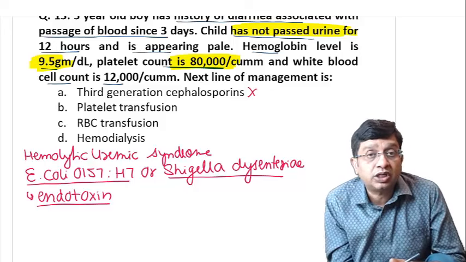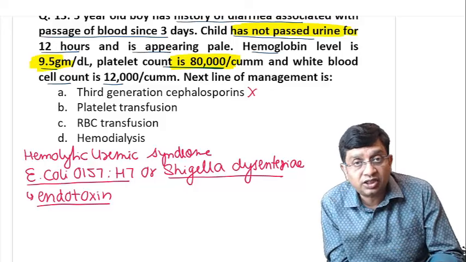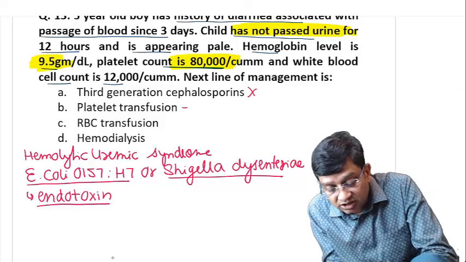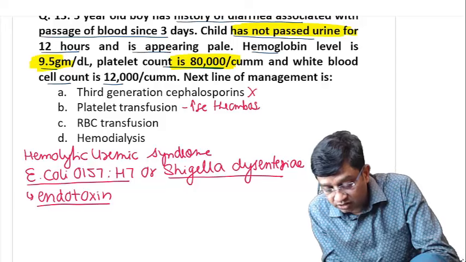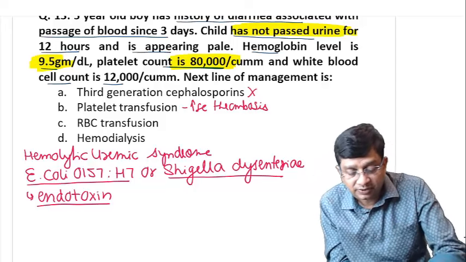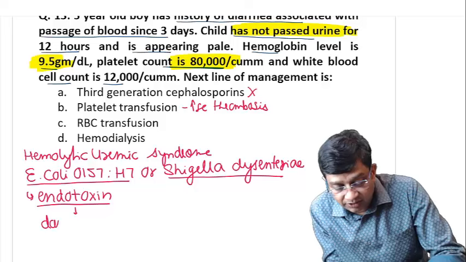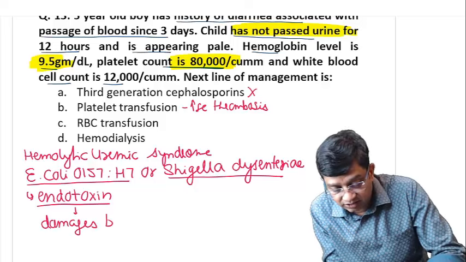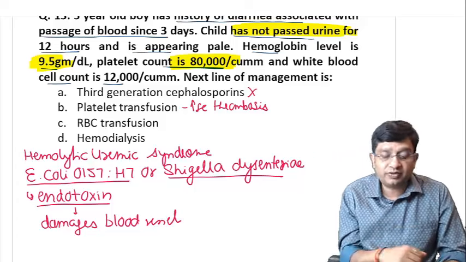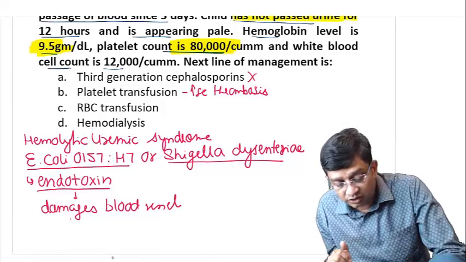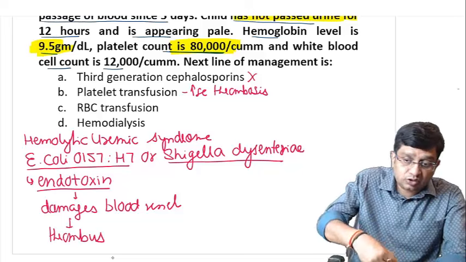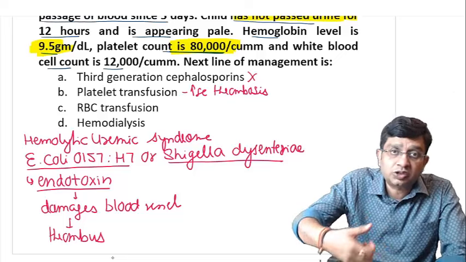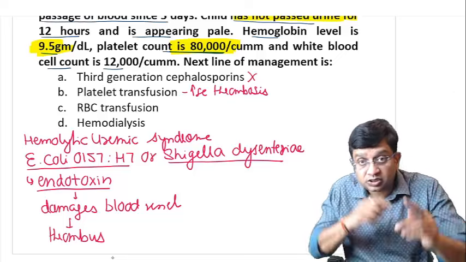Even if there is thrombocytopenia, if you give platelets here, there is increased risk of thrombosis, because what exactly is happening here? This endotoxin damages the blood vessel. If there is damage to the blood vessel, there is formation of thrombus. This thrombus consumes the platelets, causing thrombocytopenia. This is a thrombus in a small vessel.